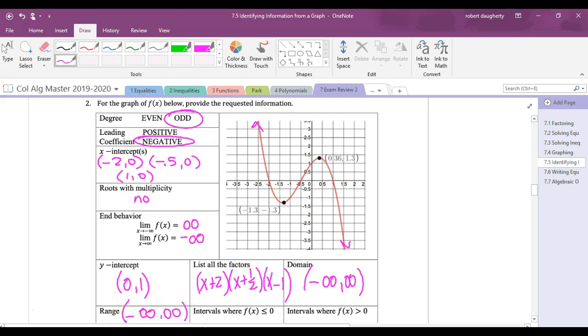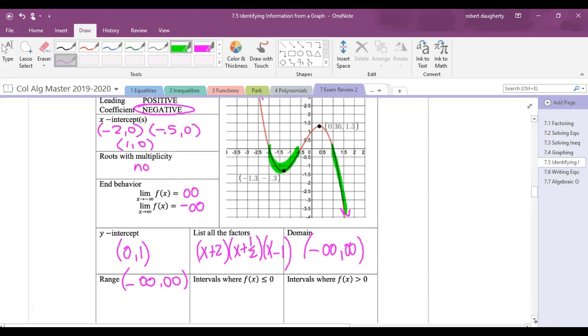Intervals where this function is strictly less than 0. Excuse me, less than or equal to 0. So it's here and here. On the x-axis, that's the interval from negative 2 to negative 1/2. And the other interval is going to be from 1 to infinity.